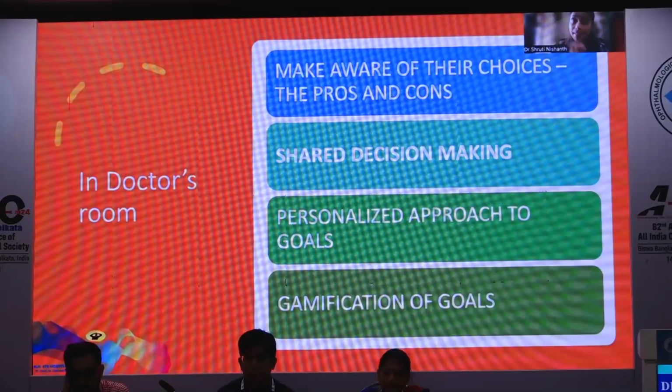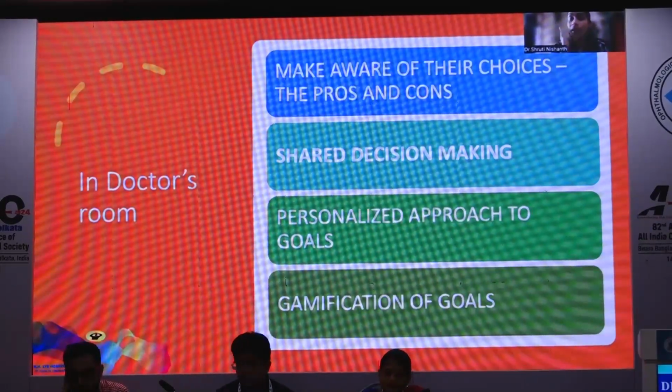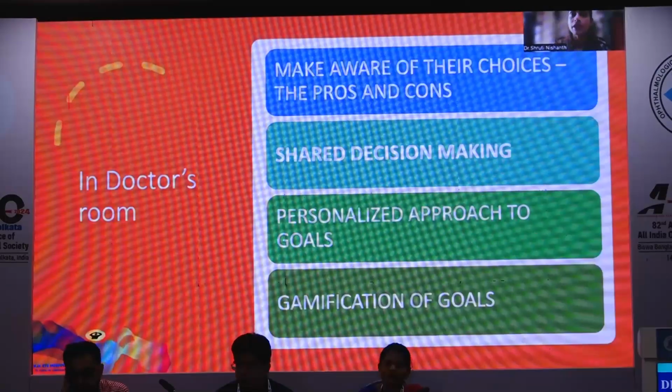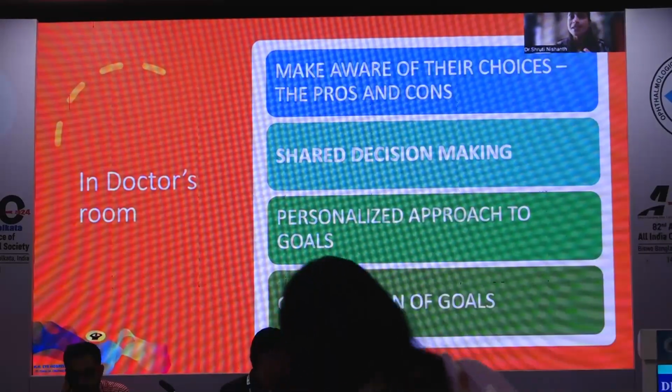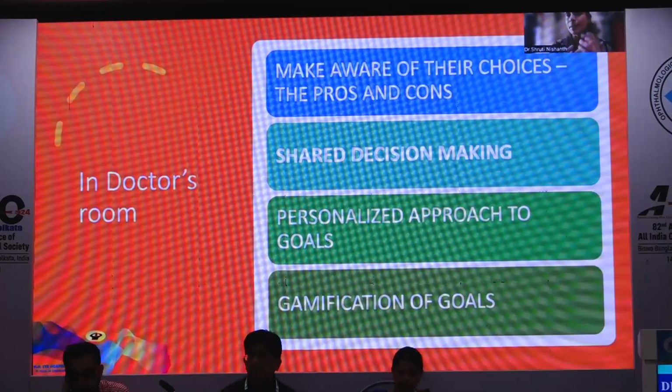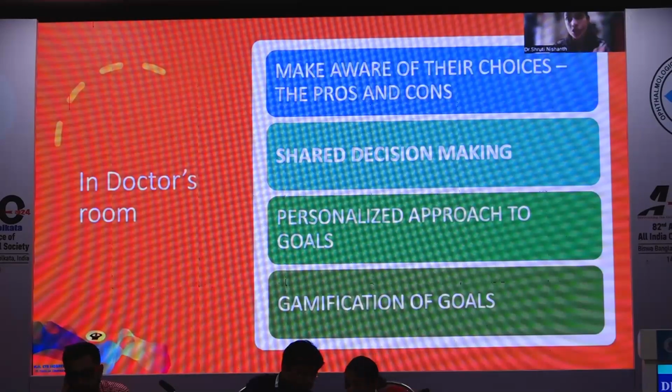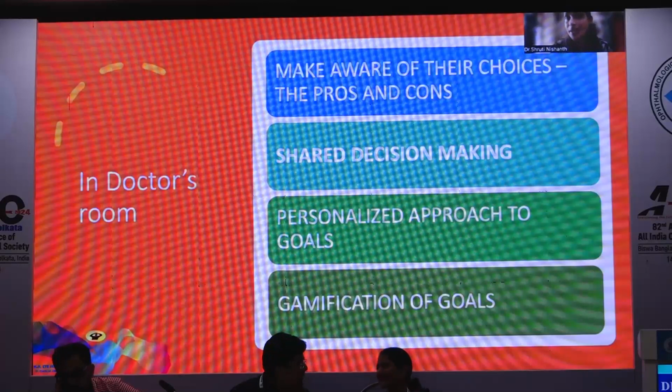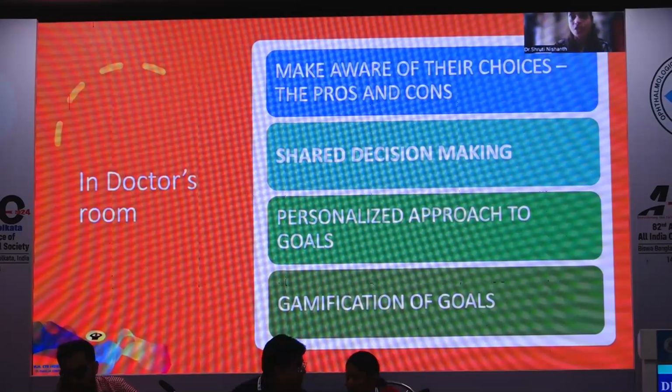Now, while they are in the doctor's room, I spend a lot of time listening to the patient to make them aware of their choices. Sometimes it may seem that they may not understand scientifically, but believe me, if we explain scientific terms in a really simple manner, patients do accept, and their acceptance of higher myopia strategies takes up quite well. The second and most important thing is to have shared decision making. This is something very important, and I think Dr. Aloka may be touching on that.